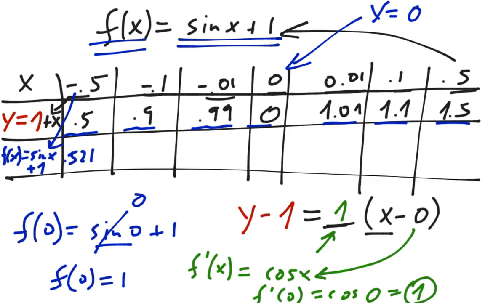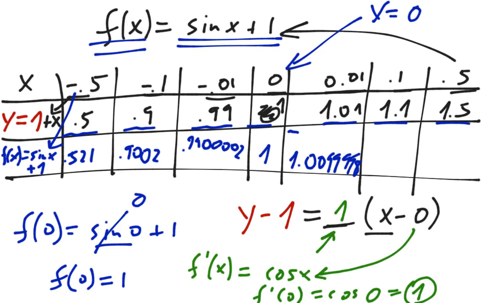0.521, 0.9002, 0.99999, 0.9998. This one we get 1. Hey, I did this wrong. 0 plus 1 is actually 1, not 0. Over here we have 1.0099998. Here we have 1.0998. And here we have 1.479. I just did all those on my calculator and wrote them out.